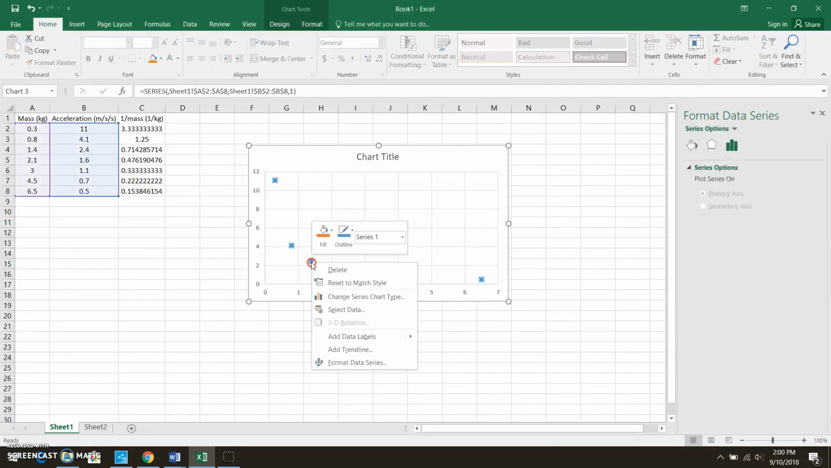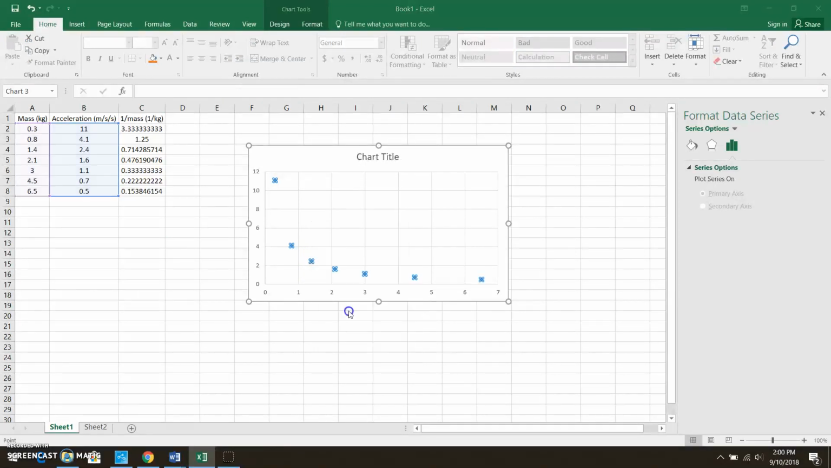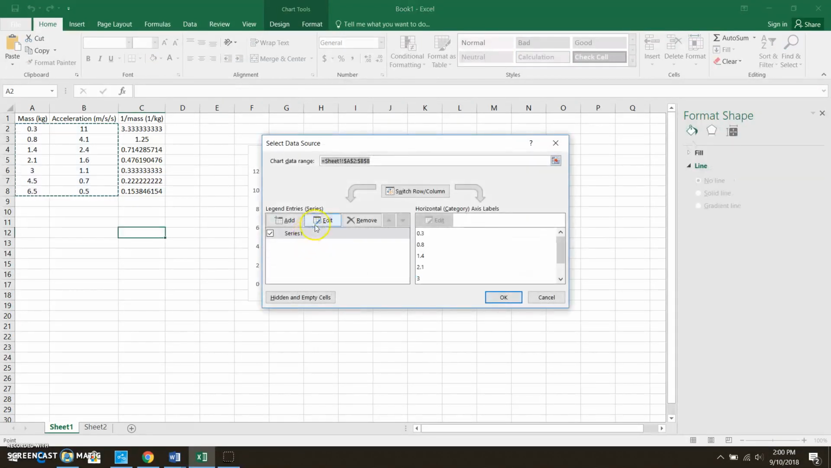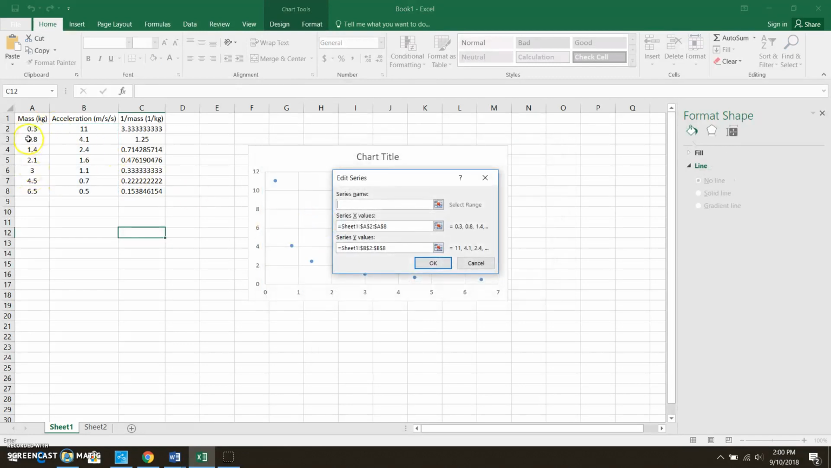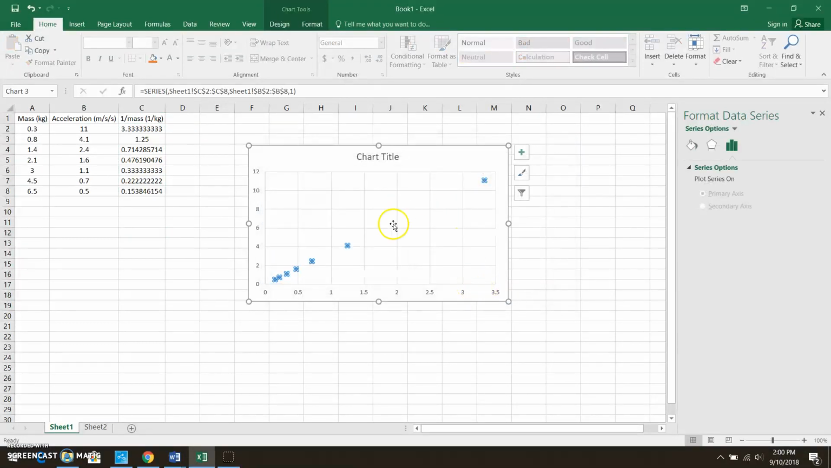So now I can just right click any data point that I have in my graph. I can select data, and I want to edit series 1. So I no longer want these x values in there, my mass values. I want my 1 over mass values. So I'm going to clear out my x values bar here, and then I'm going to plug in my 1 over x, or my 1 over mass values. Now you see we have some nice linear data.